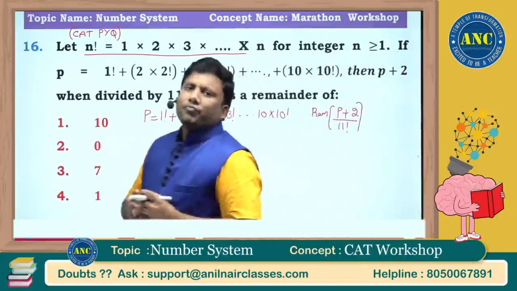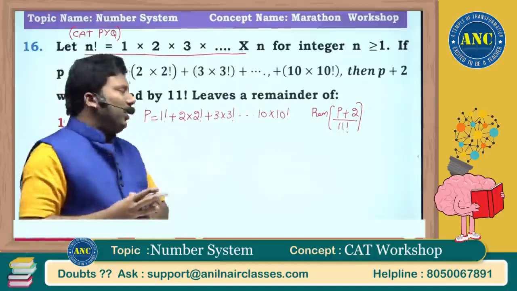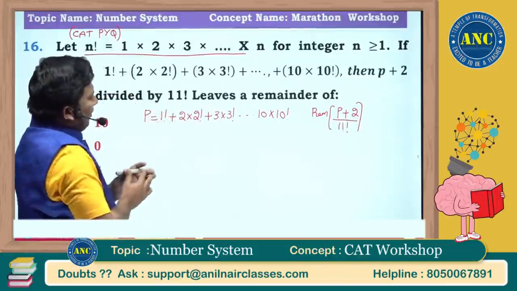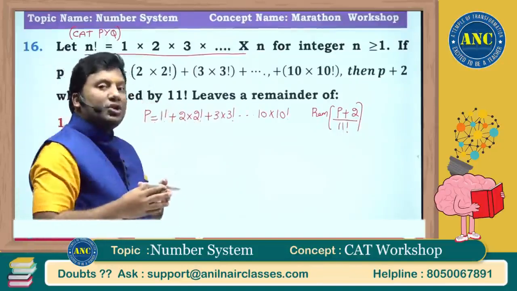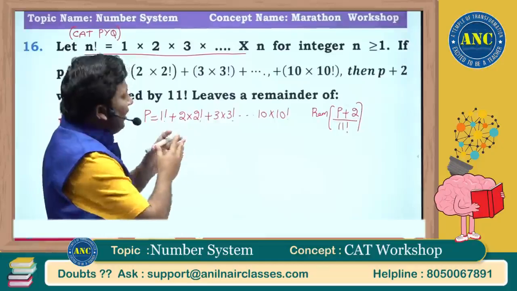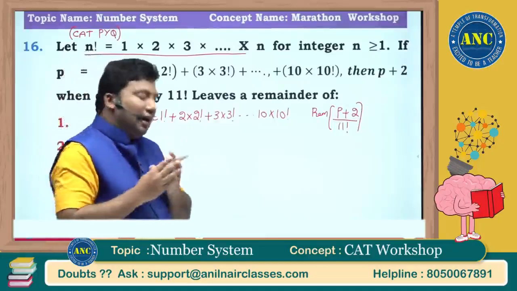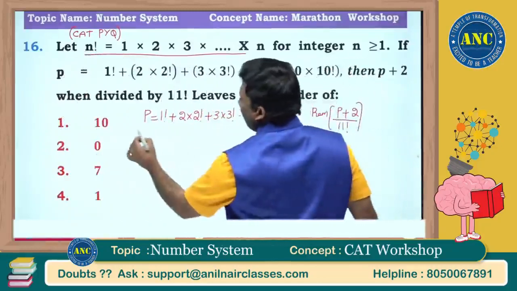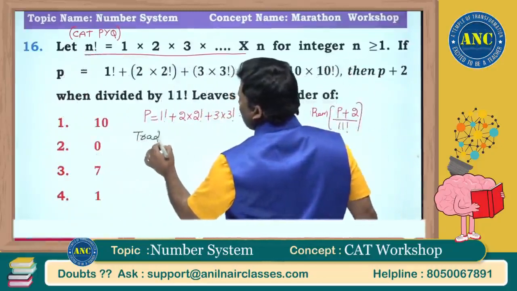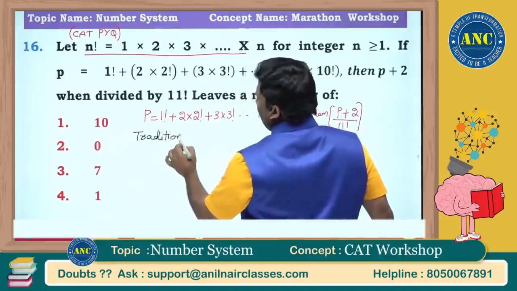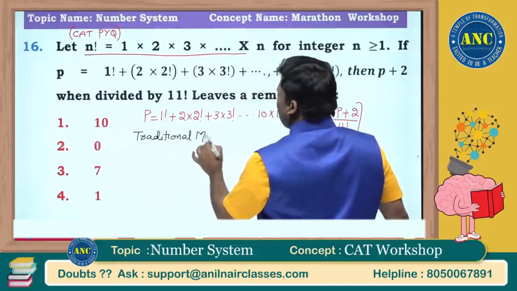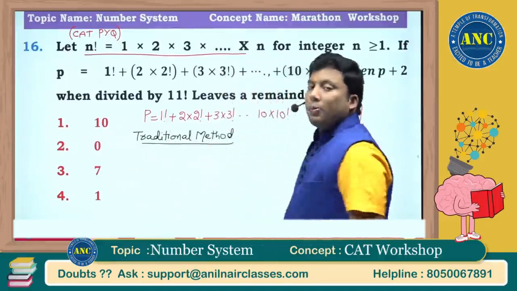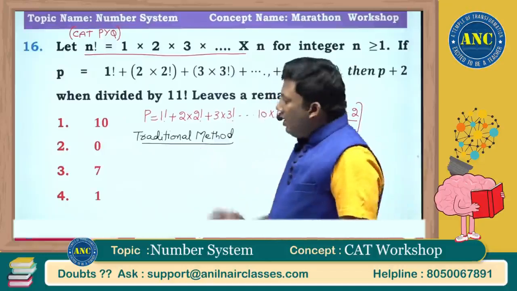There is an expression attached to the variable P: 1 factorial, 2 into 2 factorial, 3 into 3 factorial and so on up to 10 into 10 factorial. What is the remainder when P plus 2 is divided by 11 factorial? First we will solve it by the traditional method. Then we will discuss Anil Nair's approach. Traditional method: how inexperienced teachers and students who probably do not know the optimized way would solve it.